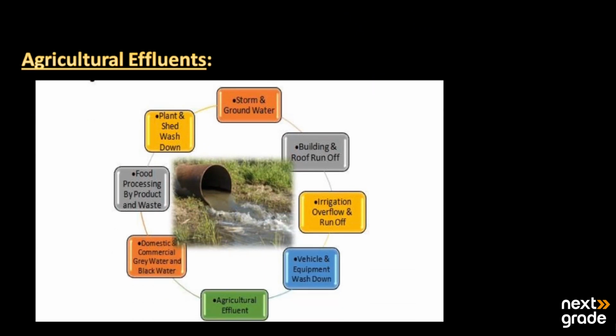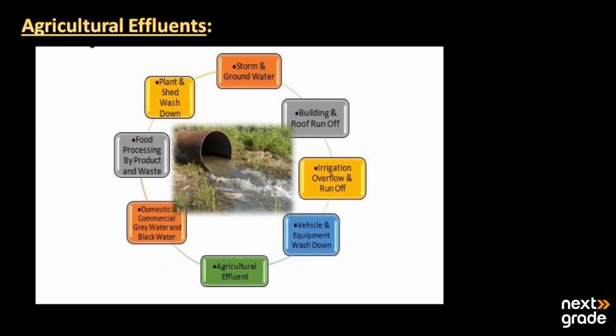Then we have the agriculture effluents. Now, agriculture effluents basically contain domestic and commercial gray water and black water that is poured onto the different crops. It may be the water from food processing, and the byproducts and waste from this. Then the plants and their shed are washed down. This is also produced water which has its bad effect. Now we have the storm water and groundwater, which also add into the agriculture crops.